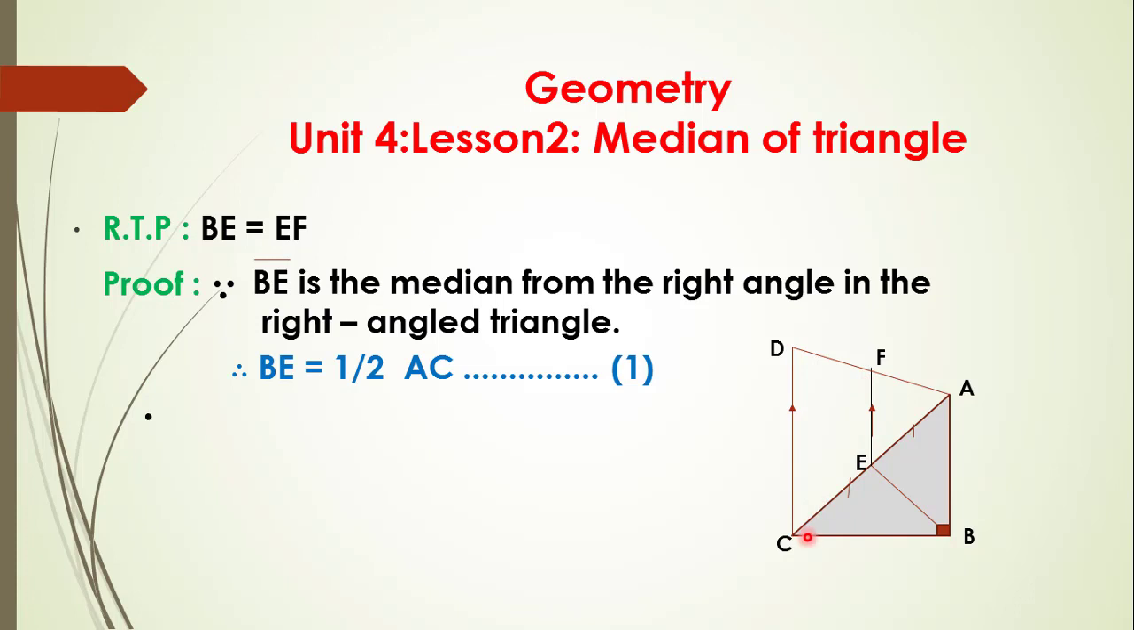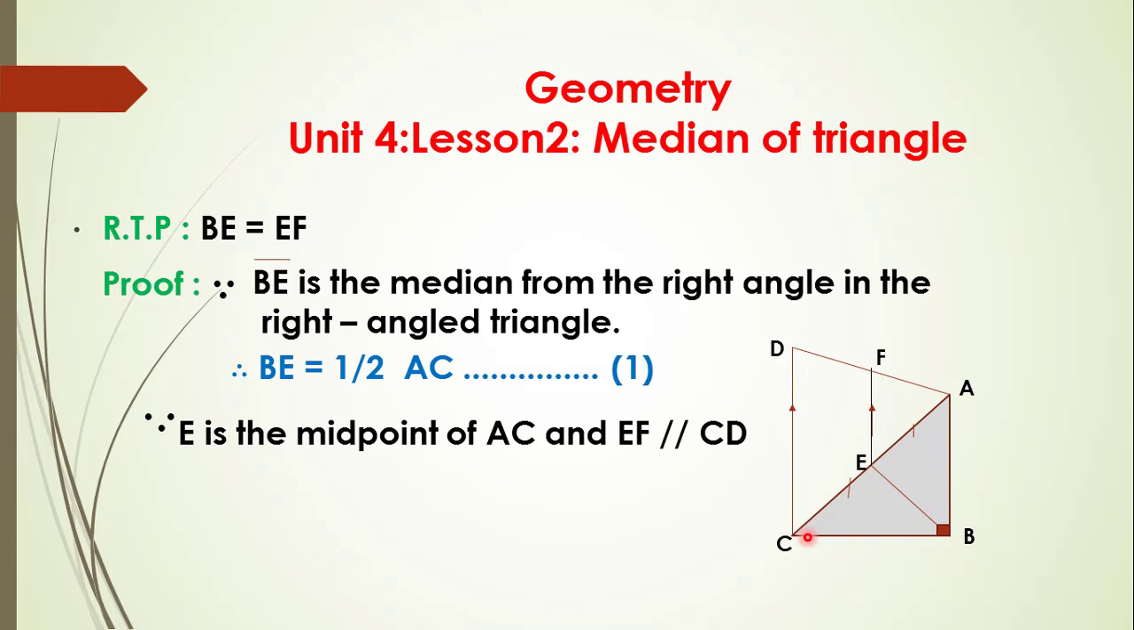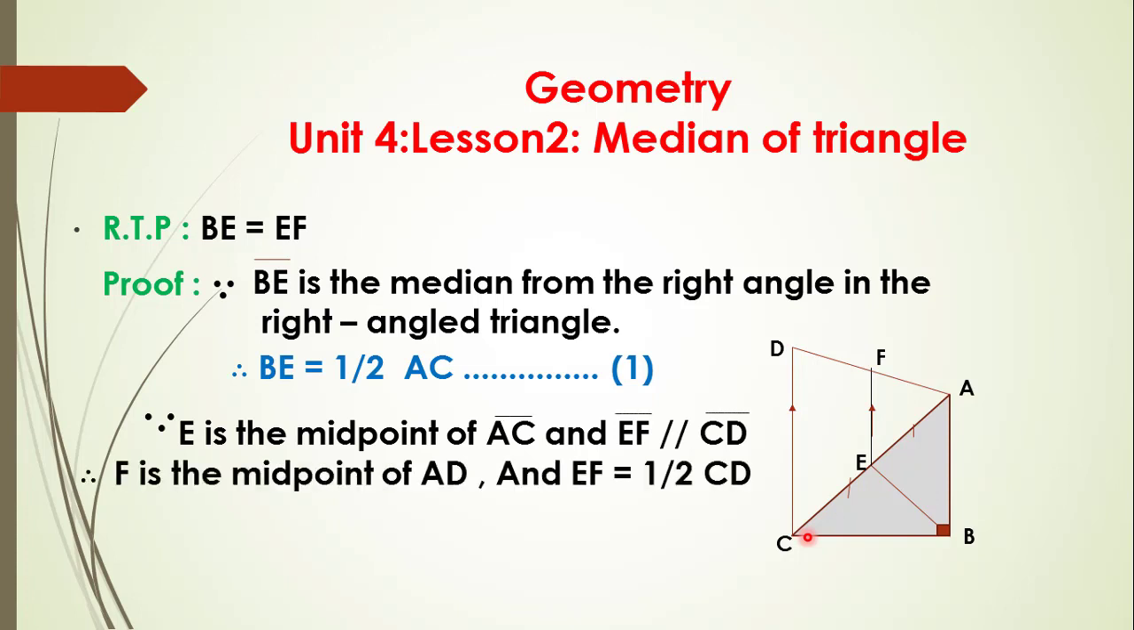Let's write them together. Since E is the midpoint of AC and EF is parallel to CD, it means that F is the midpoint of AD and EF will be half CD. Okay, but we are given that CD is equal to AC. So it means that EF also equals half AC.